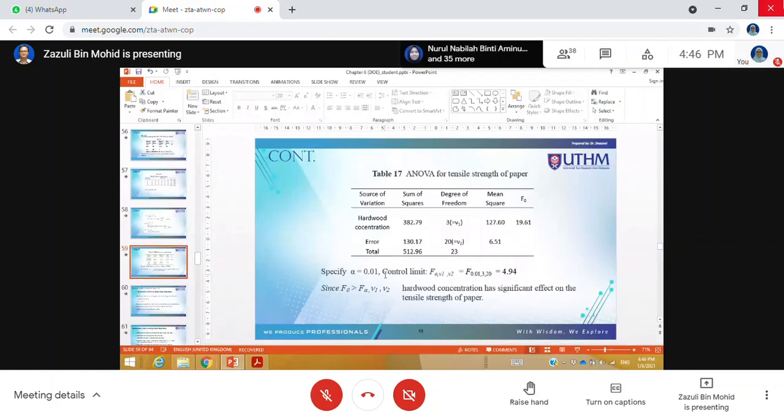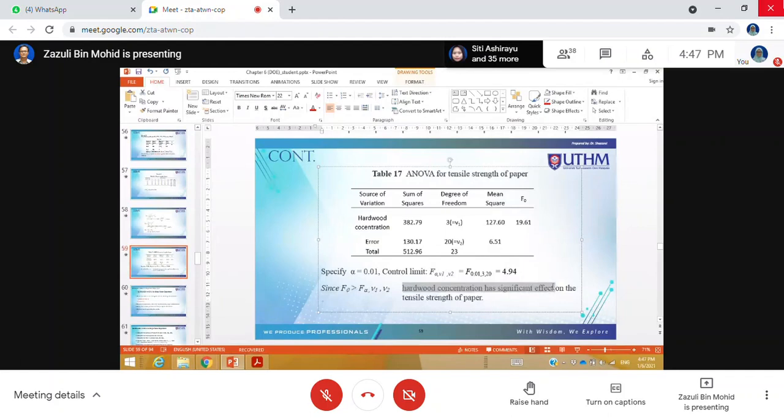So in this case, if you calculate it, you have 19.61 for the F0, and from the table you have 4.94. That means the F0 is larger than the F table. So it means that hardwood concentration has significant effect. So this is the method that we use to judge the data in the case of having one factor and different levels.